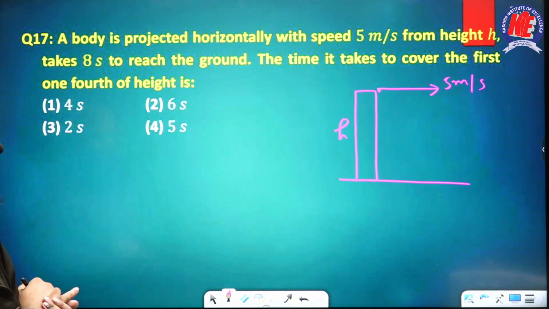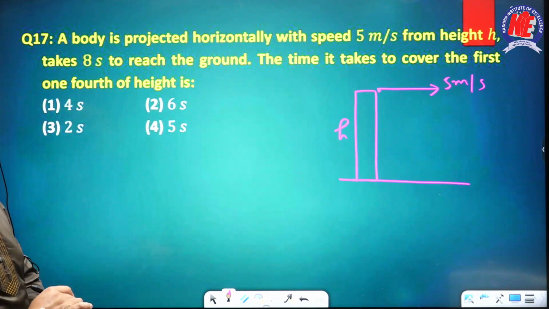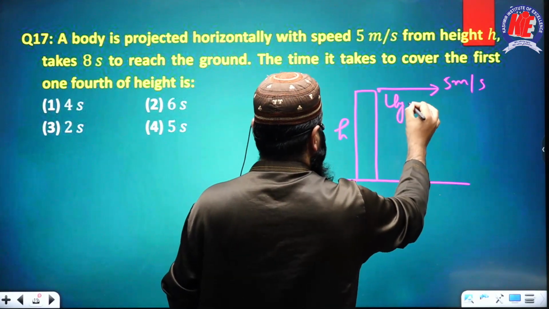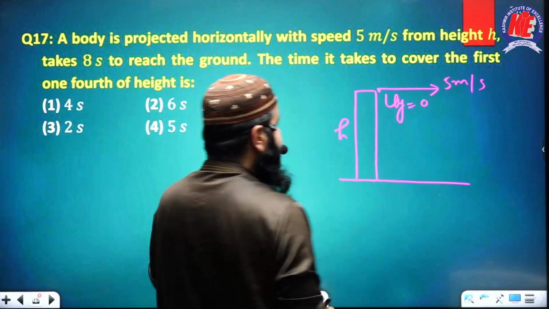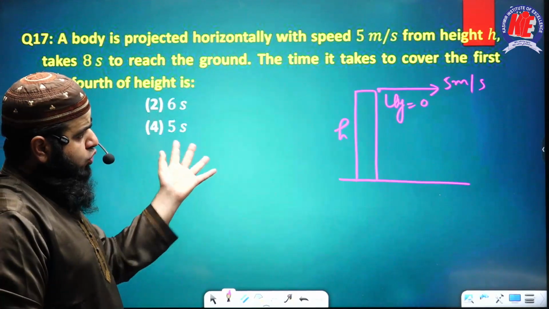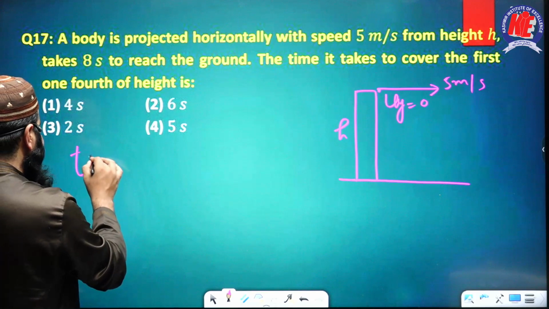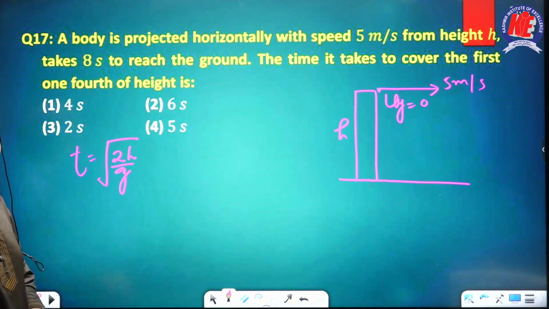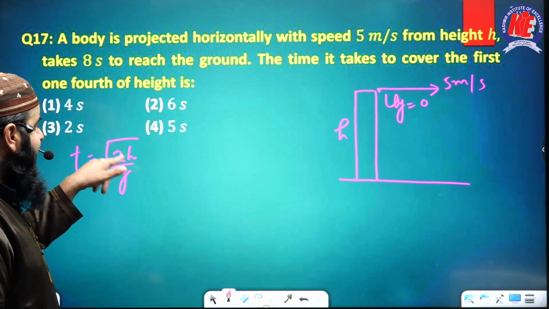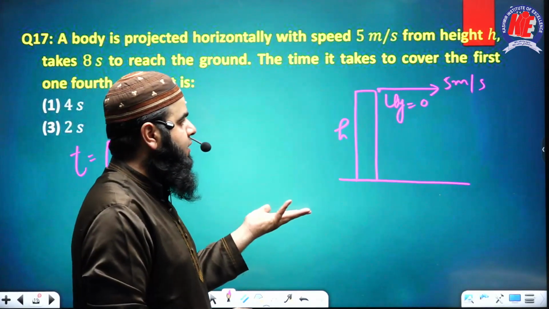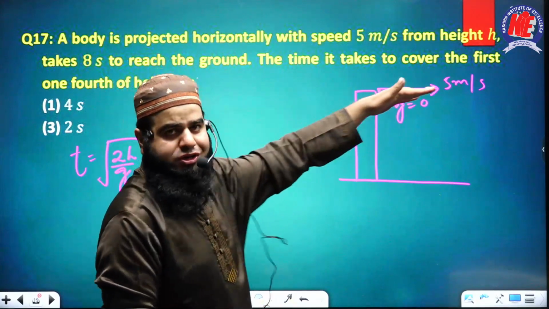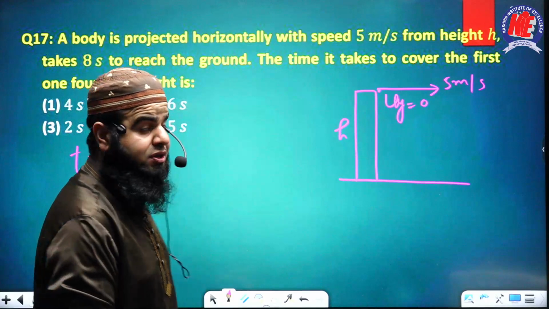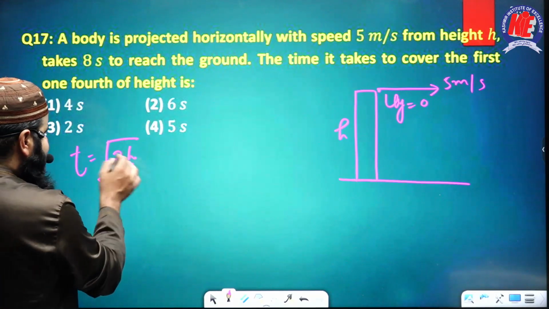The time it takes to cover the first 1/4 of the height is, my people, in this case your uy is simply 0. So time taken to fall through the height h, I can write that t will be equal to root of 2h upon g. Simply if the body is released from the height h. अब बोलिए सर यहाँ पे रिलीज कहाँ किया गया है? इसको तो throw किया गया horizontally, 1,000,000% right, but the vertical component is, my dear, 0 simply. So t is directly proportional to root h.